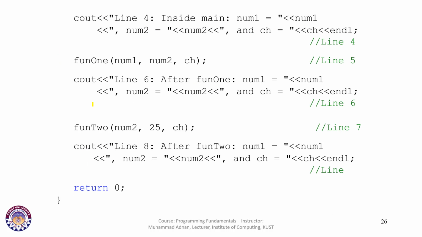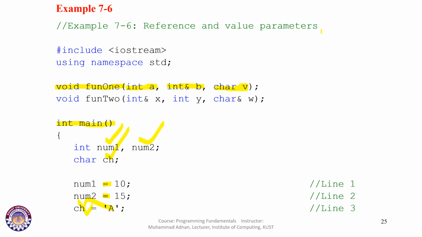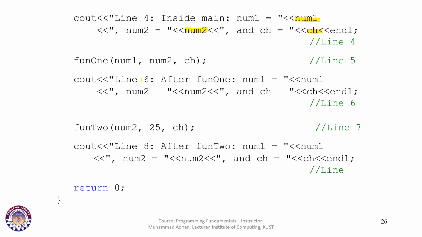So with that, we move on, and inside the main function, line number 4, we display num1, and then we display num2, and then we display the ch character. So whatever is inside num1, num2 and ch is displayed on the screen. And then in function 1 we pass num1, num2 and ch, and then in the next line we once again display the values of num1, num2 and ch. So what is happening in function 1?